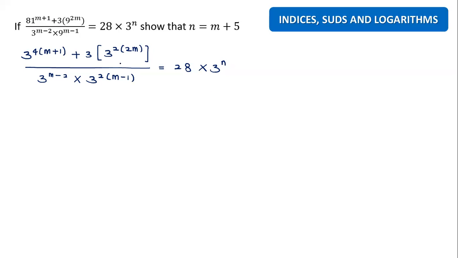Okay, good. So now the next process is that I want to implement the idea. Listen here. I want to put it here first: 3 to the power 4m plus 4. Plus, this 3 I don't want to disturb with the 3 to the power 4m.